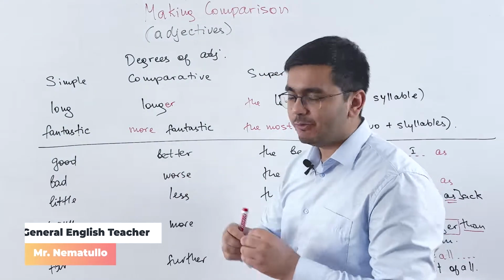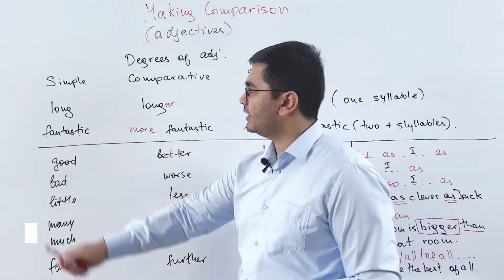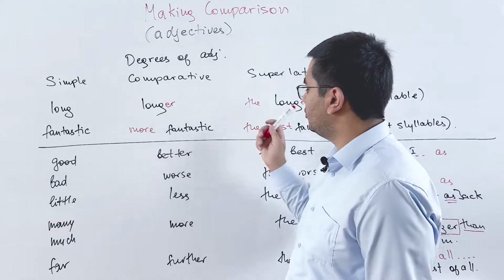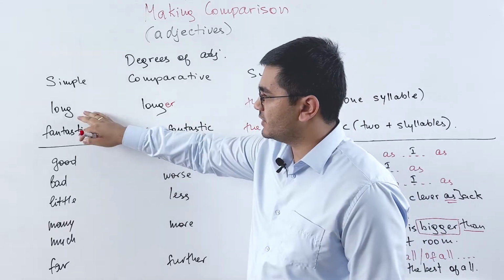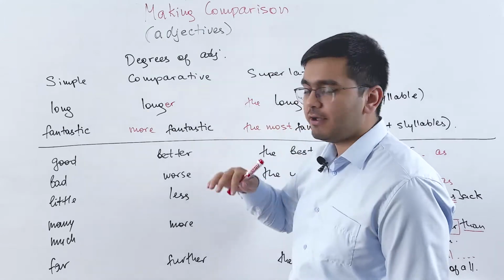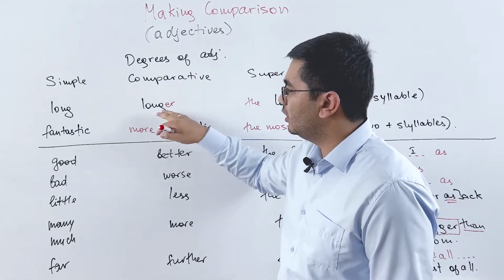So, the degrees of adjective. There are actually 3 degrees. The first one is simple, the second one is comparative, the last one is superlative. The simple one is, for example, long, longer, the longest. If you pay attention to the ER for the comparative adjective, longer.